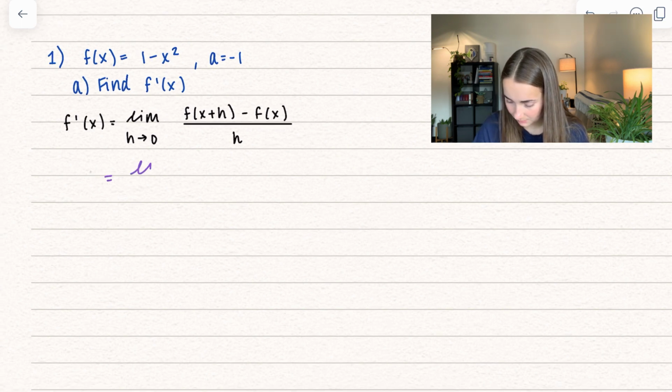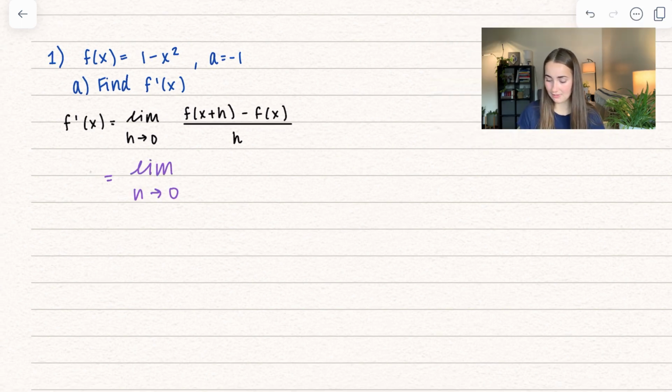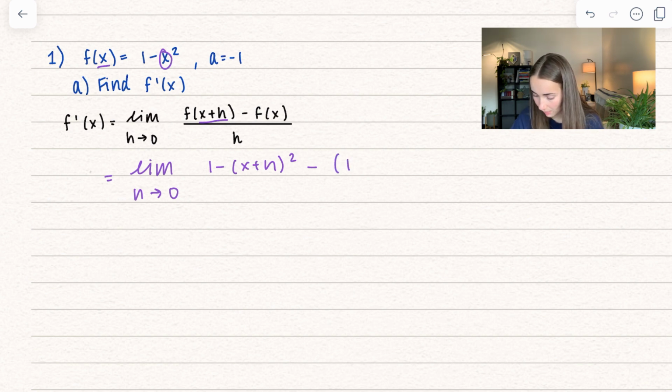So I have the limit. Now, when I plug in f of x plus h, I'm changing my input. So my input changes from just a value of x to x plus h, which means I'm going to square that input. So that becomes 1 minus x plus h squared. Minus f of x, so minus the original function. So I'm going to subtract all of 1 minus x squared. And then this whole thing is going to be divided by h. Let me go ahead and simplify that out.